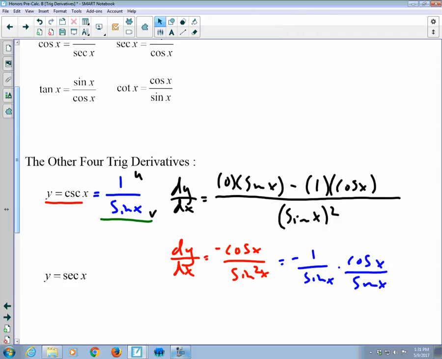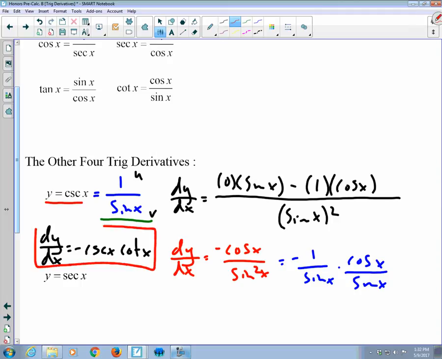Now right here, with our basic trig identities, we can say that the derivative of cosecant, dy dx, is going to be 1 over sine x, which we can write as negative cosecant x, times cosine x over sine x, which we can represent as cotan x. And that right there would be the derivative of our cosecant.